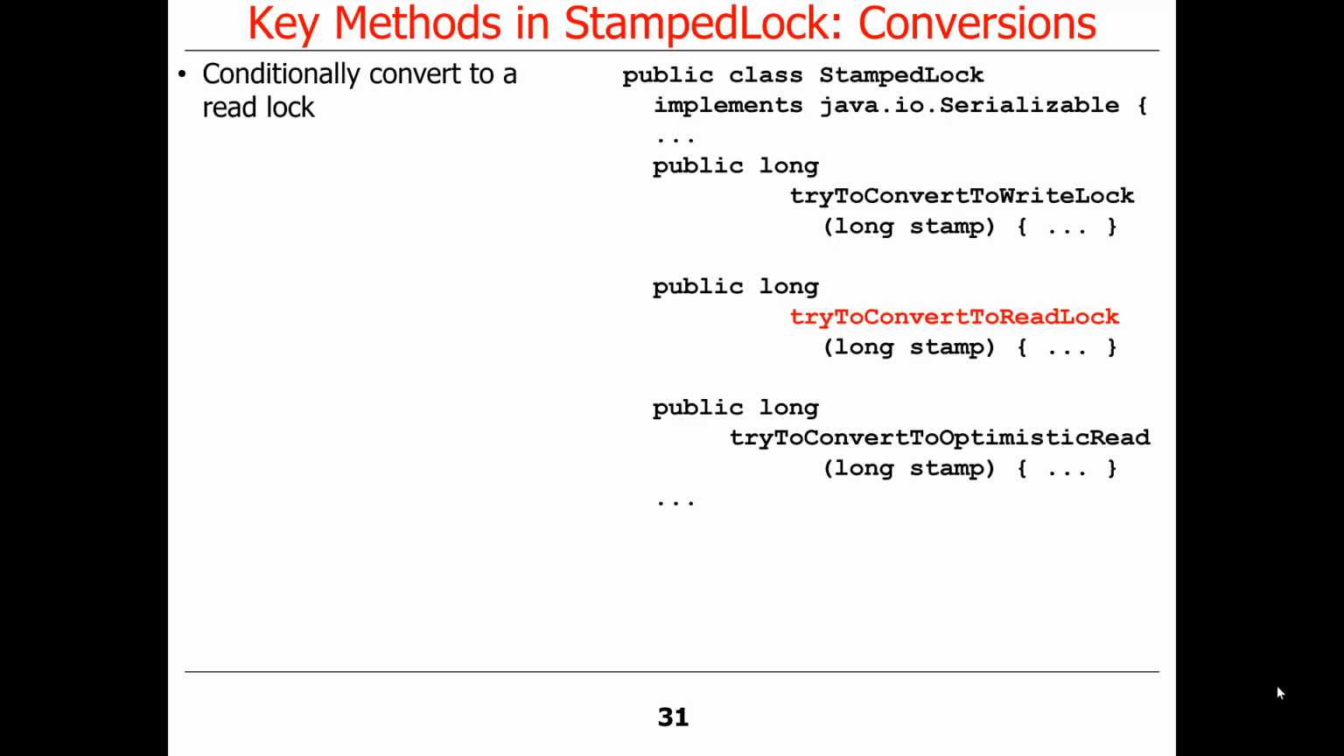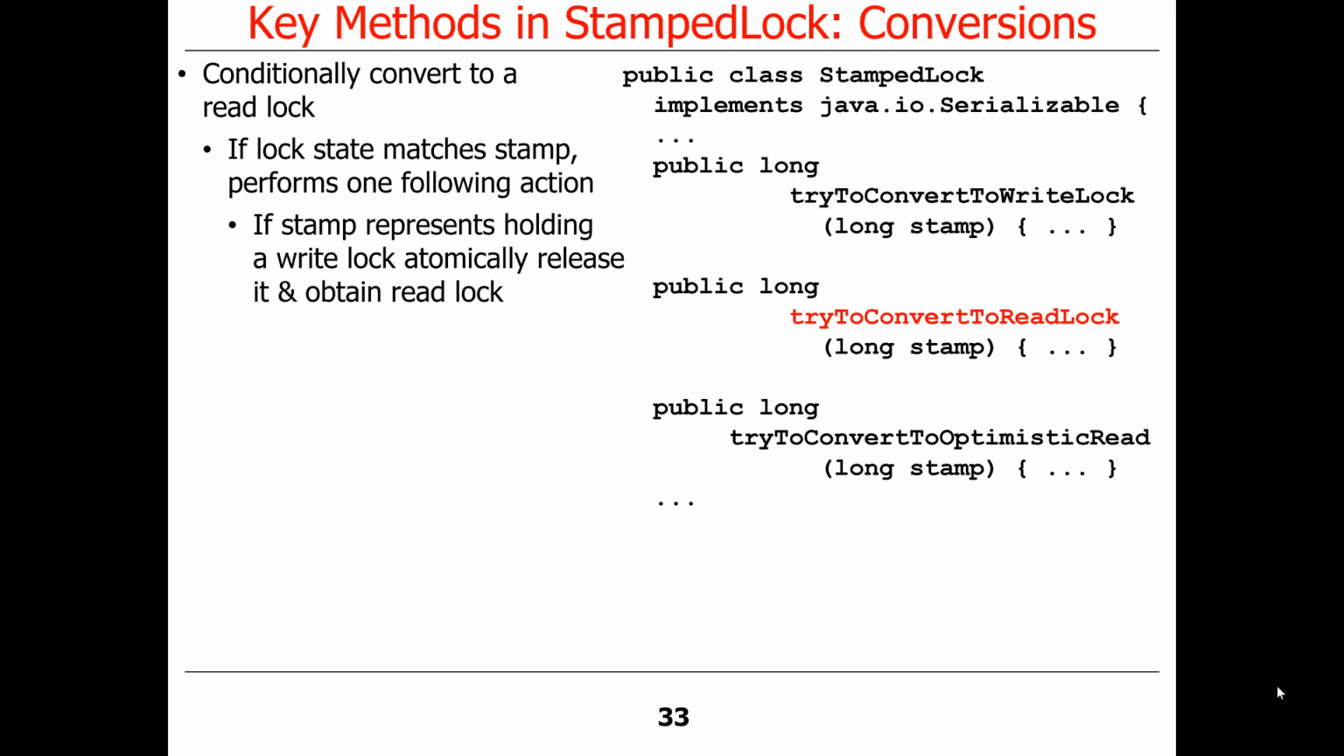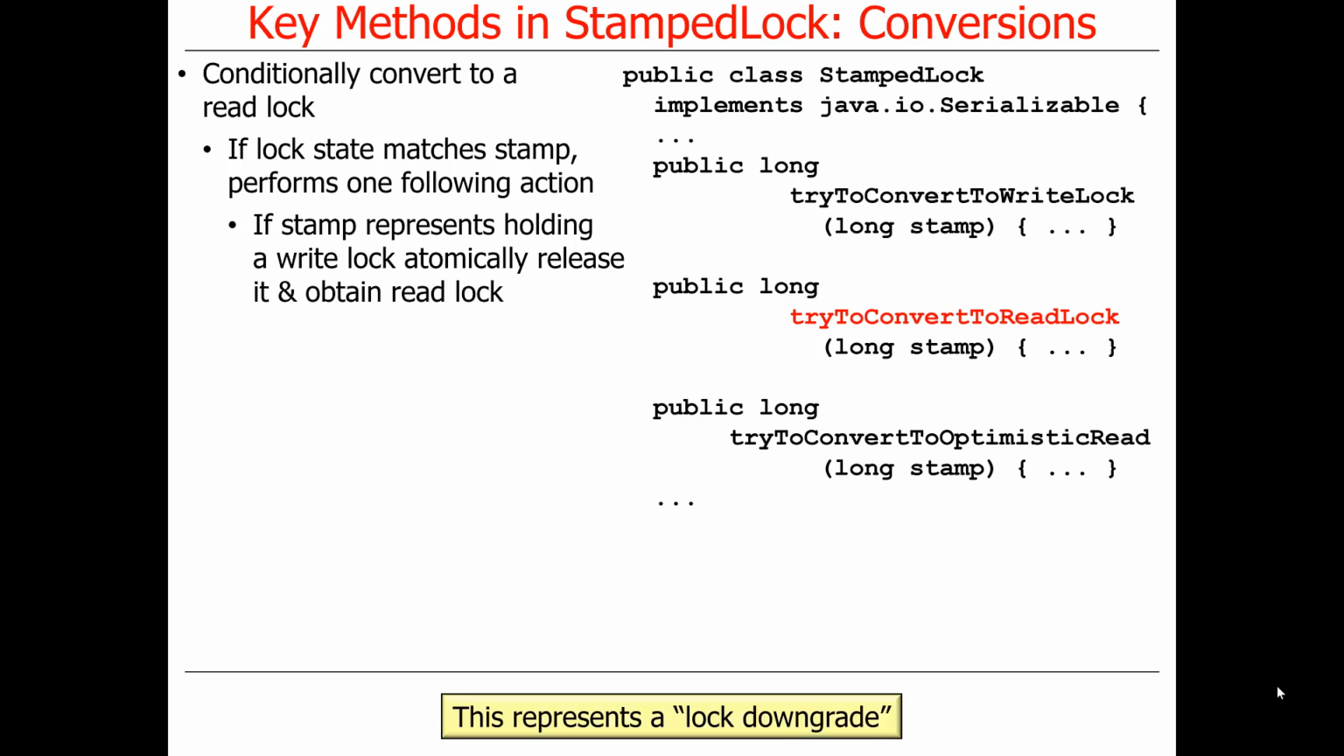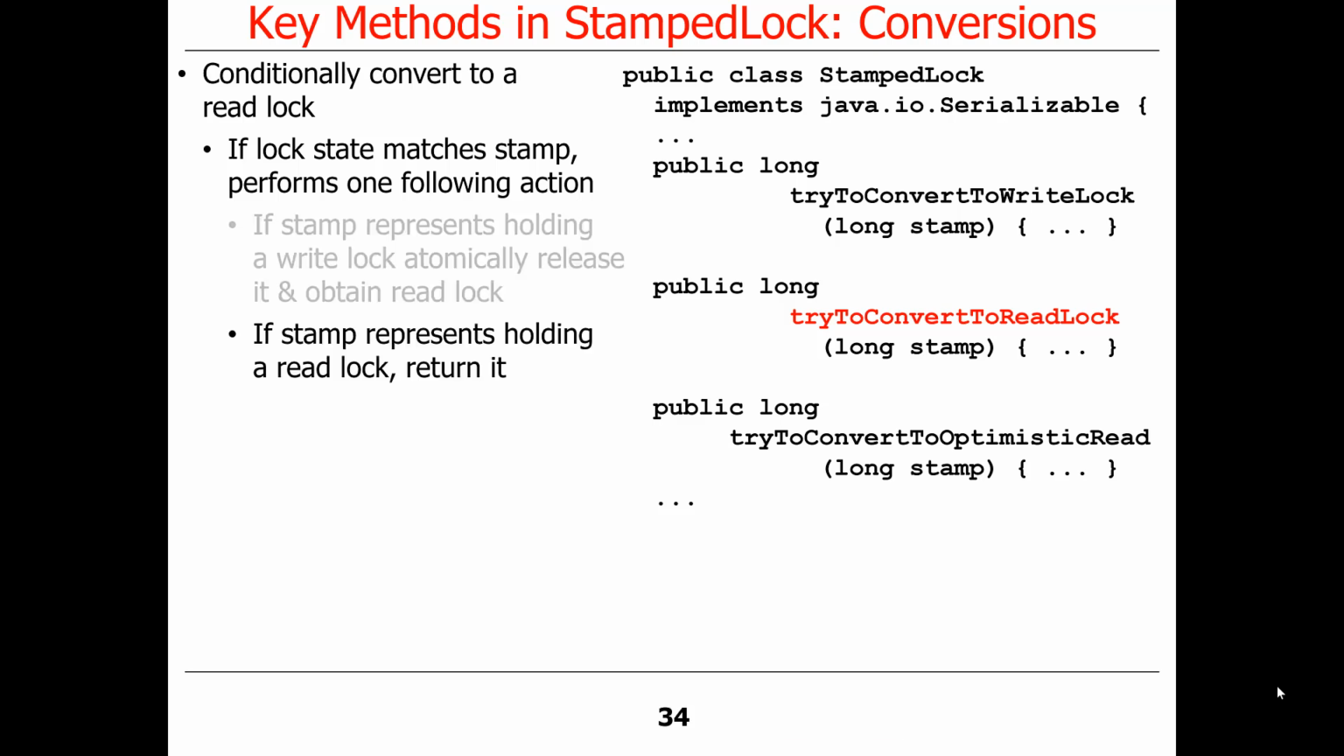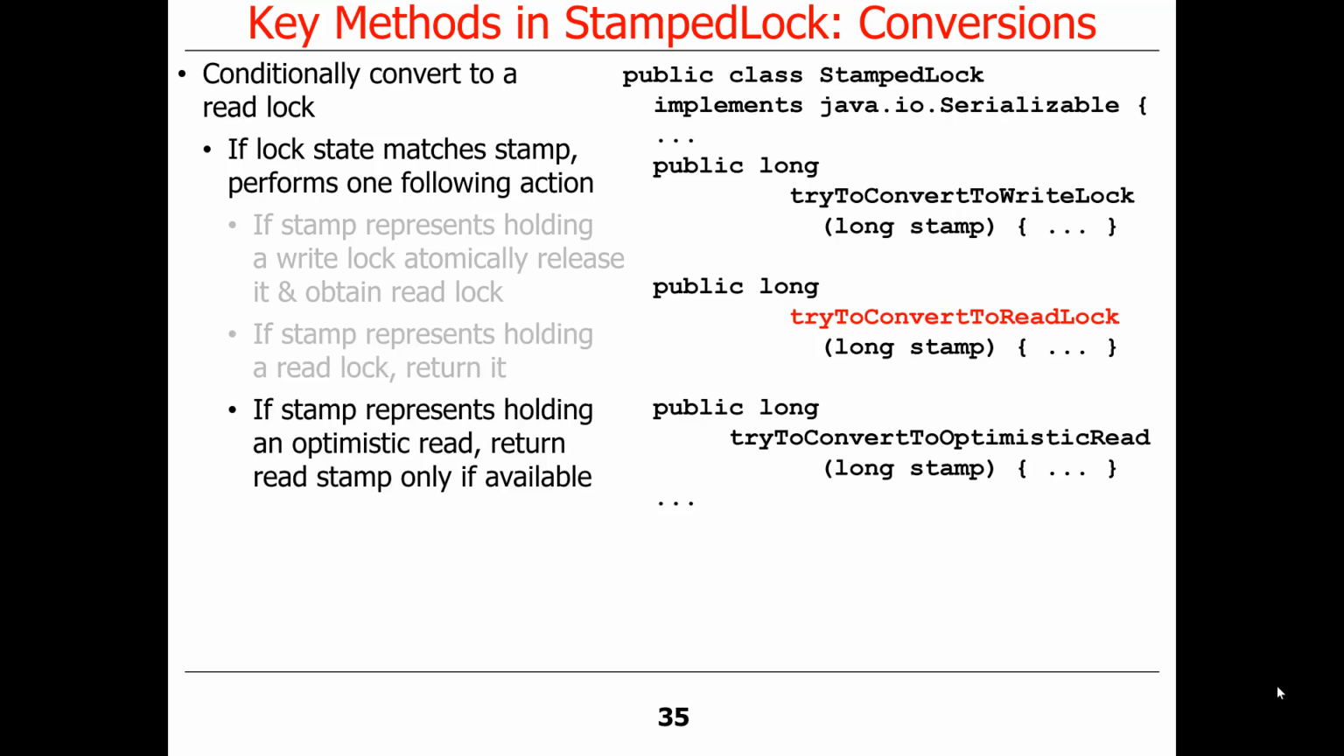The tryConvertToReadLock method conditionally converts a stamp to a read lock. If the lock state matches the stamp, perform one of the following actions. If the stamp represents holding a write lock, then atomically release it and obtain a read lock. This is an example of lock downgrading. Conversely, if the stamp represents holding a read lock, just return it without doing anything else. If the stamp represents holding an optimistic read, return a read stamp only if it's currently available. In other words, if the lock's not being held for reading or writing. Otherwise, return 0, indicating the conversion failed.